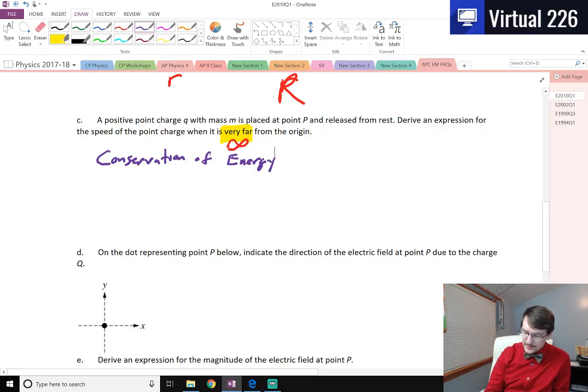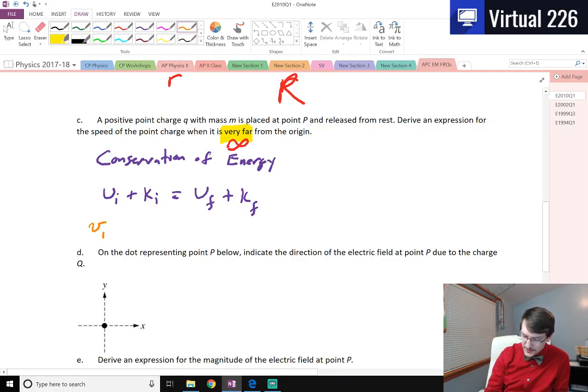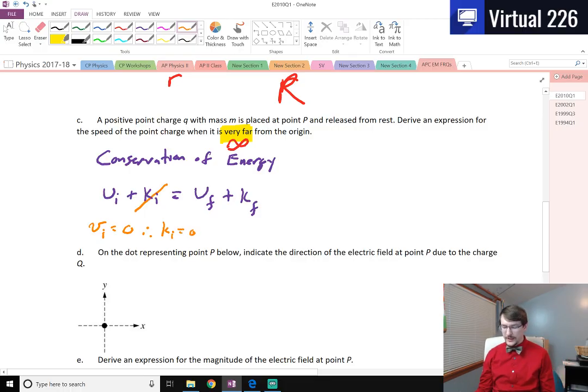And what we're looking at is what initial potential do we have plus what initial kinetic do we have, and that has to equal the final potential plus the final kinetic. Now, what's nice about this is that since we started from rest, our initial velocity is 0, which means that the initial kinetic is 0 as well, so that goes away.